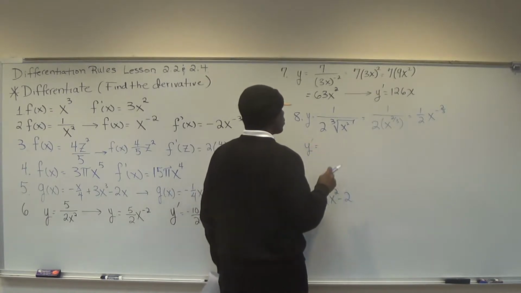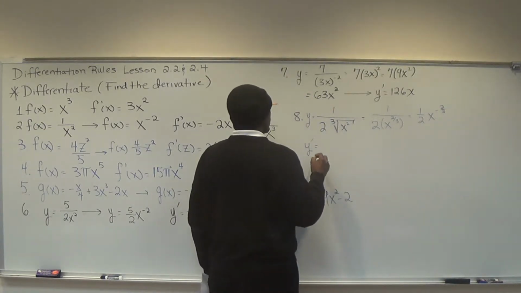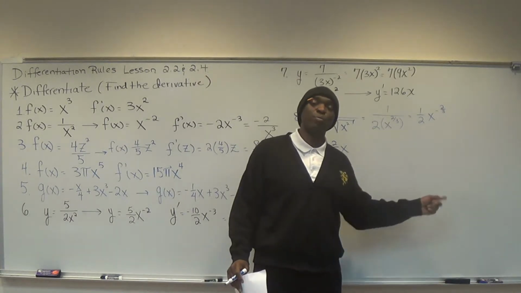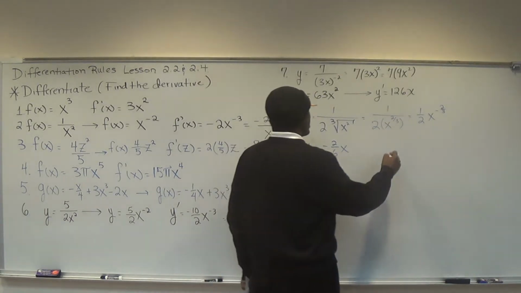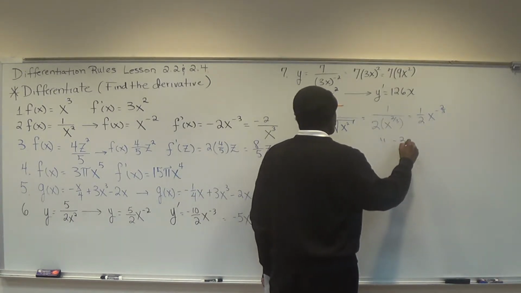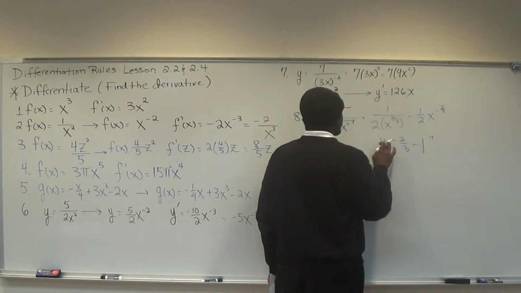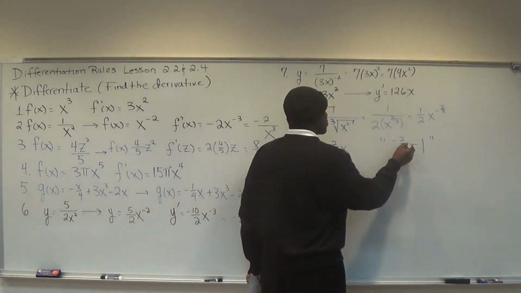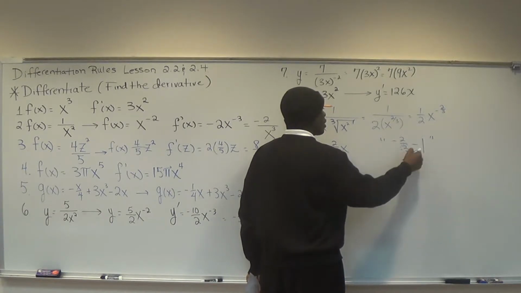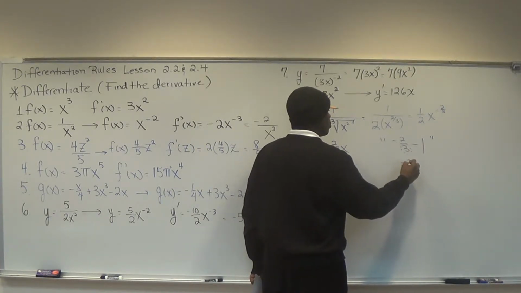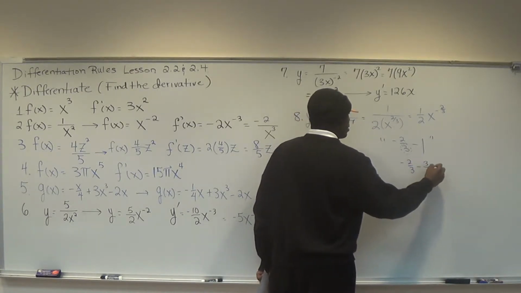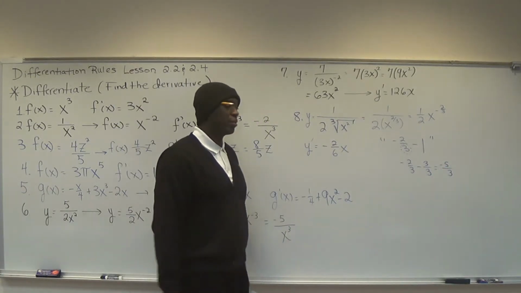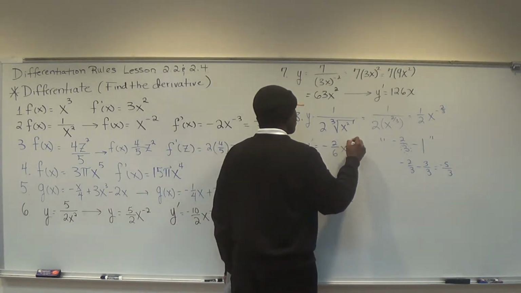So y prime now is going to equal negative 2/3 times 1/2, which is going to be negative 2/6 x. And now you have to subtract 1 from the exponent. So now we have to consider negative 2/3 minus 1. What's negative 2/3 minus 1? Well, since this denominator is a 3, I'm going to express 1 in terms of 3. So that's negative 2/3 minus 3 over 3, which equals negative 5/3. There you go. So my exponent right here is negative 5/3.